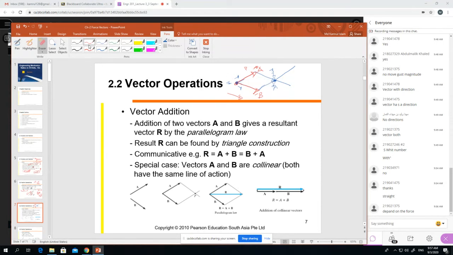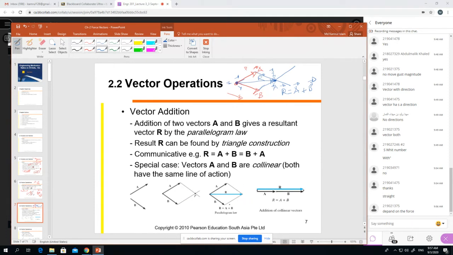So the body will move, connecting these two points in this direction, and this one will be called the resultant vector R. So the resultant vector will be vector A plus vector B. Okay, so the answer is somehow here, this is the example.